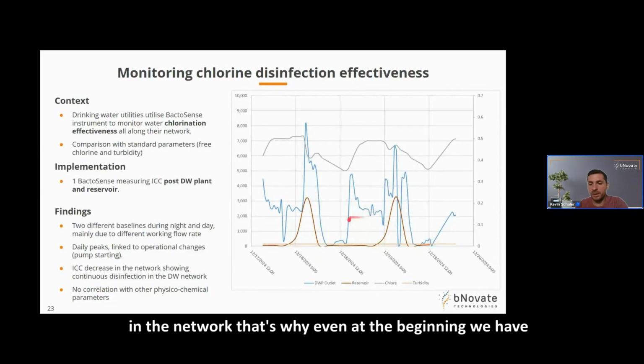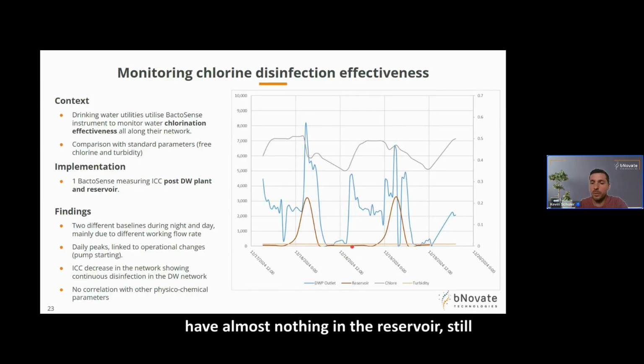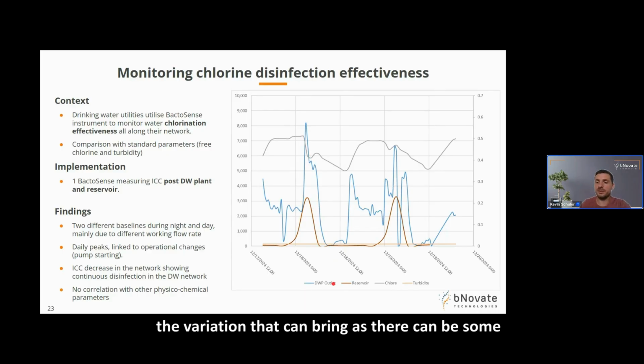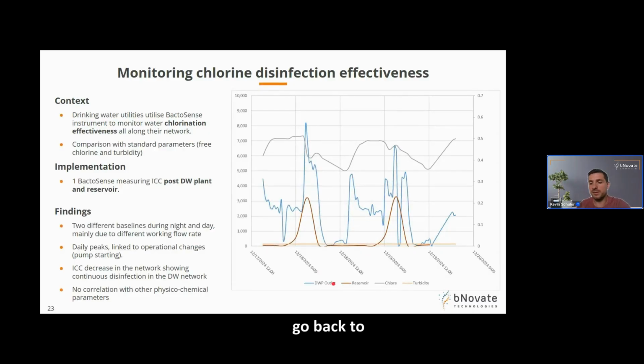That's why, even at the beginning, we have a few thousand cells at the outlet of the drinking water, and almost nothing in the reservoir. Still, we can see some spikes, also on the drinking water, and this is linked more to pump starting and the variation that can come with it, as there can be some stagnant water and you can have some spikes, and then it goes back to the previous results. But this was also something unknown to them, and really interesting to optimize and prevent any risk linked to that.